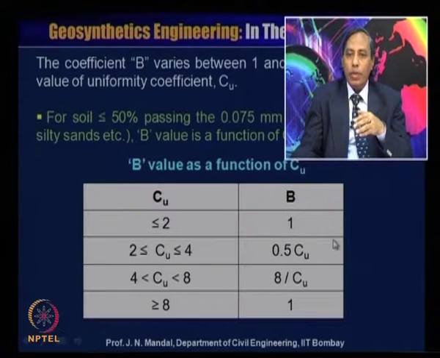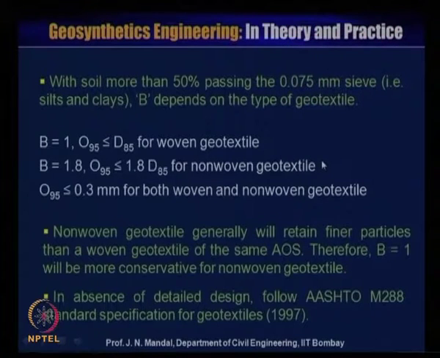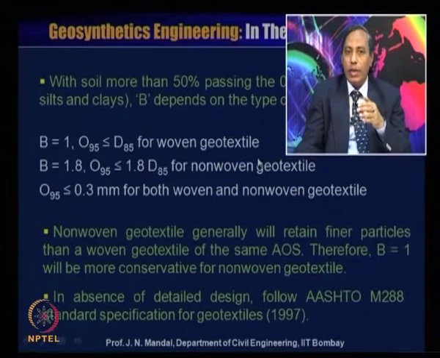So, based on the Cu, then you can select what should be the B value. Now, second, for soil with more than 50% passing the 0.075 millimeter sieve, that is silty and clay, B depends upon the type of the geotextile. When B is equal to 1, O95 is less than or equal to D85 for open geotextile. B is equal to 1.8, O95 is less than or equal to 1.8 D85 for non-open geotextile, and O95 is less than or equal to 0.3 millimeter for both open and non-open geotextile material.